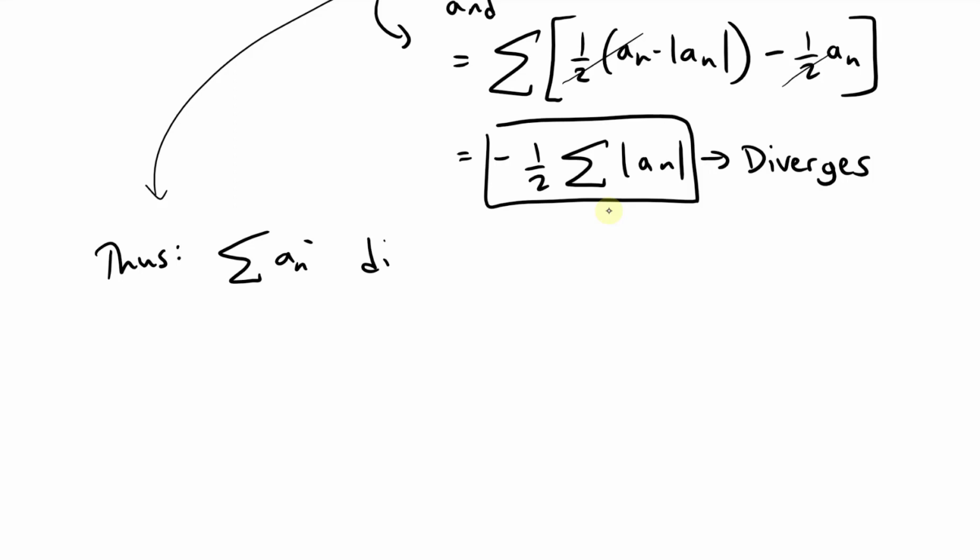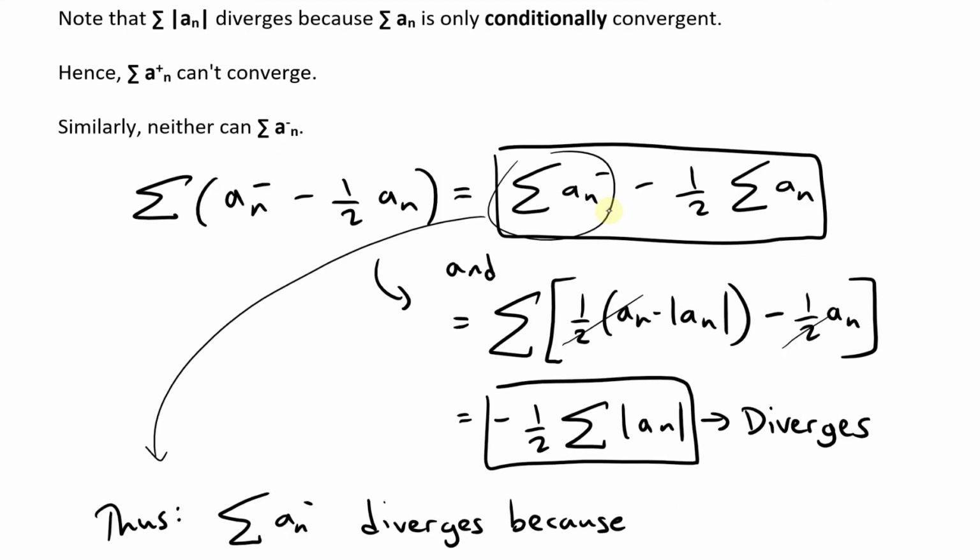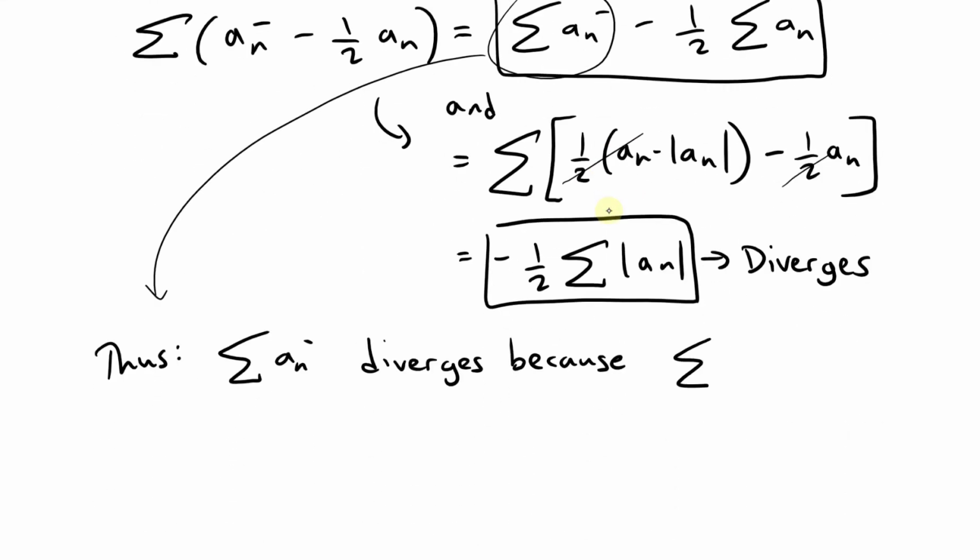Yeah, so it diverges, because right here, again, this part right here diverges. So because an conditionally converges, conditionally converges, like that.